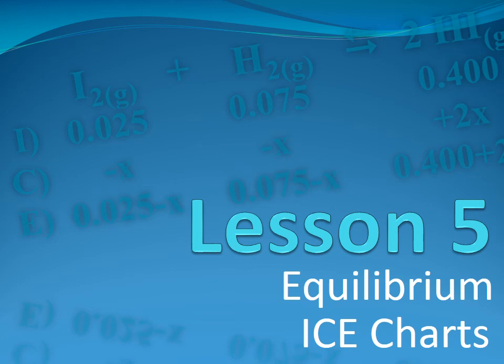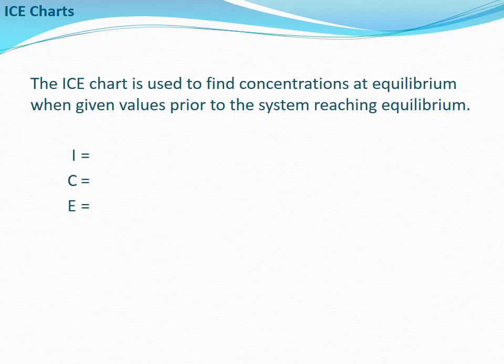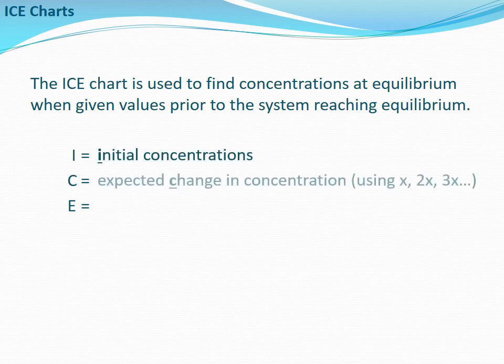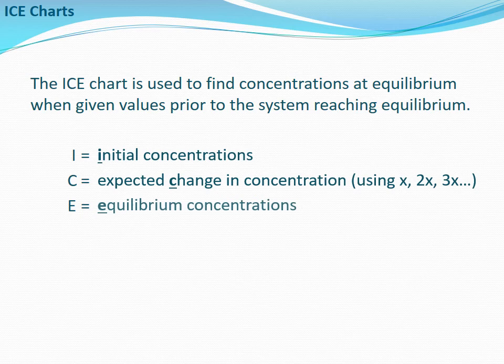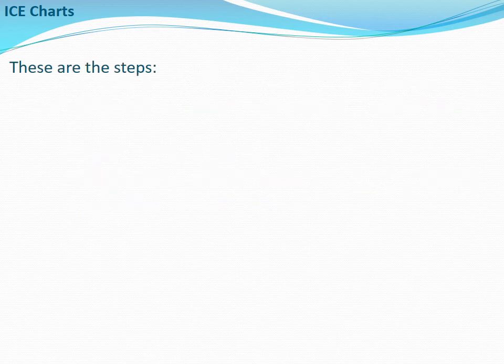Lesson 5, Equilibrium ICE Charts. The ICE chart is used to find concentrations at equilibrium when given values prior to the system reaching equilibrium. ICE chart: I stands for initial concentrations. C is the expected change in concentration using x, 2x, 3x. And E are our concentrations at equilibrium.